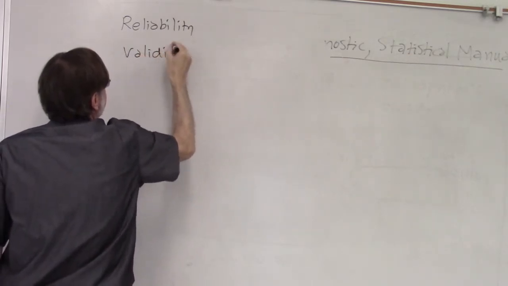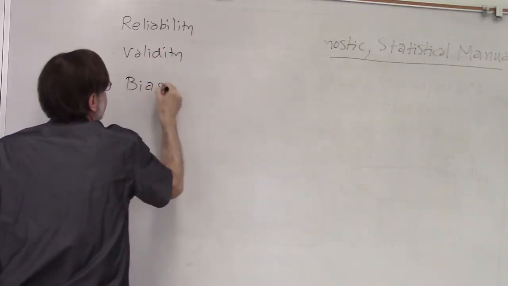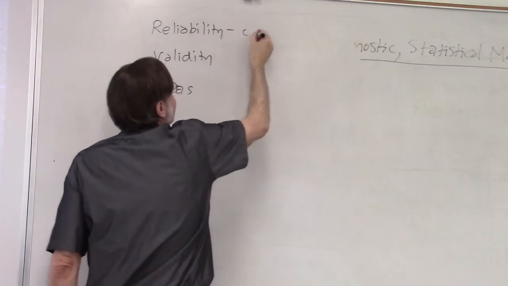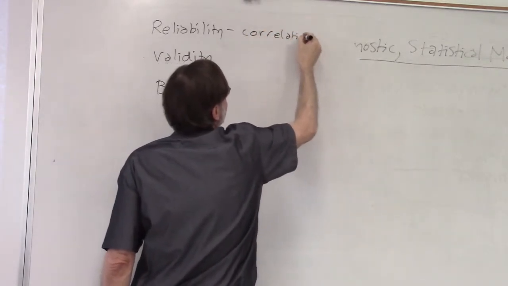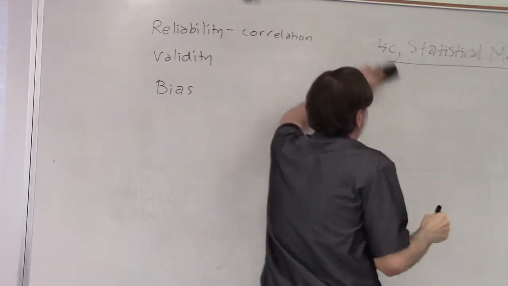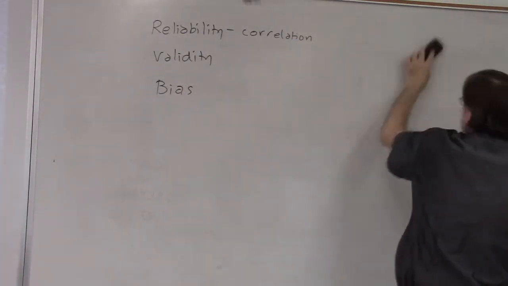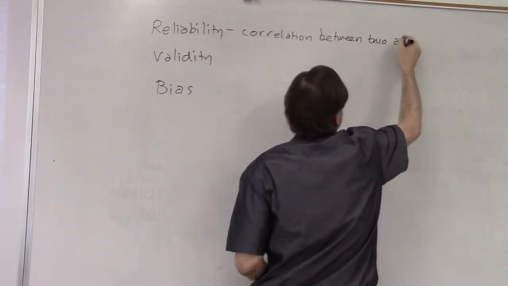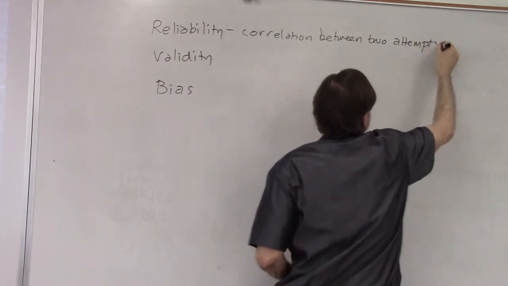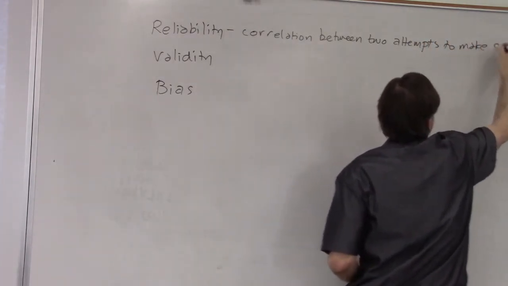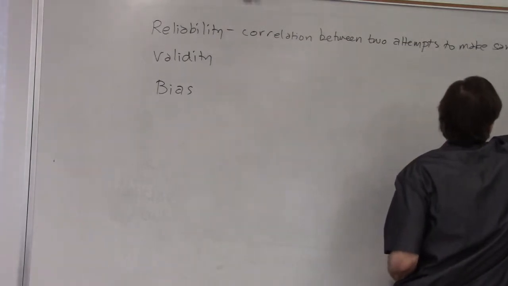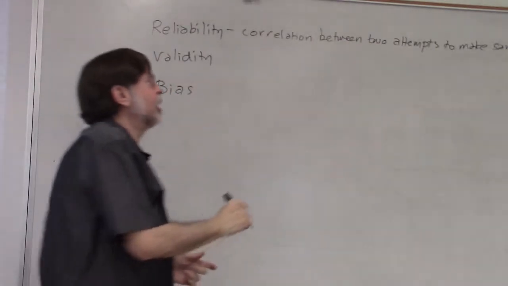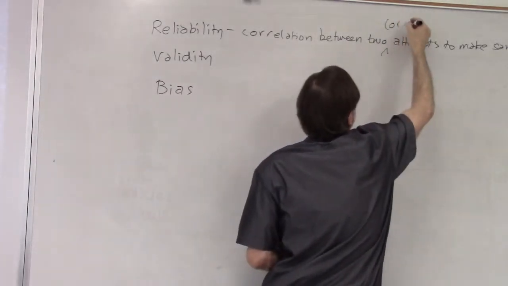Any test or measure can be evaluated with respect to reliability, validity, and bias. And reliability refers to the correlation between two tests of the same thing, two attempts to make the same measurement. Or two or more, I mean multiple, let's just say at least two, or more.